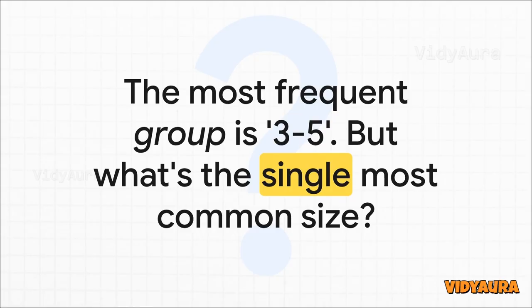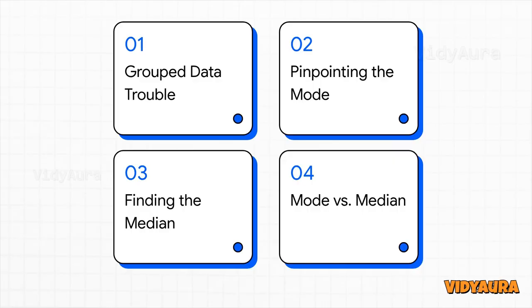And you can't just guess or pick the middle number. The moment your data is organized into ranges like this, finding a precise average becomes a really interesting puzzle. So in this explainer, we're going to walk through the solution, step by step. We'll unlock the methods for finding both the mode and the median in grouped data.